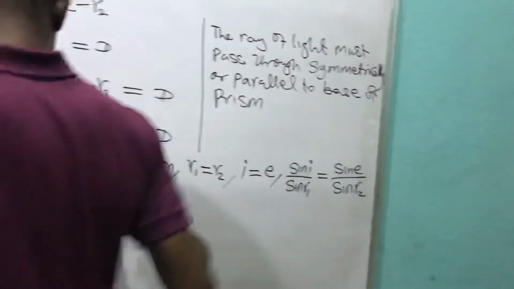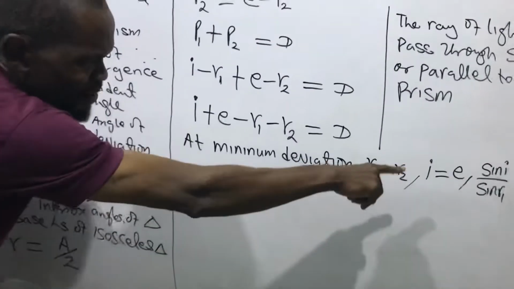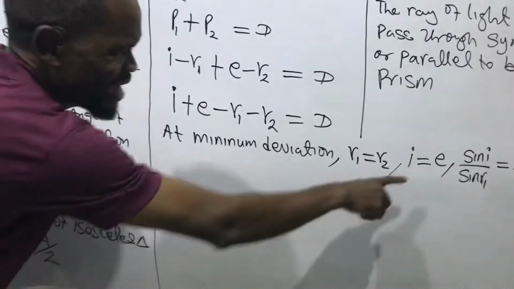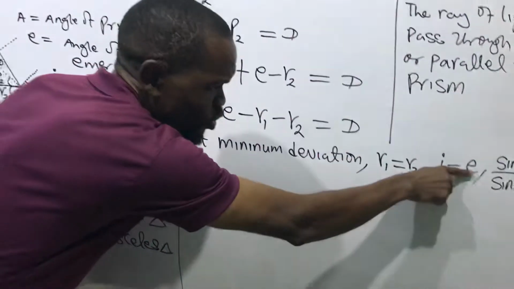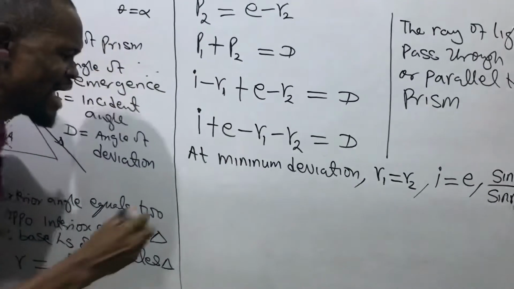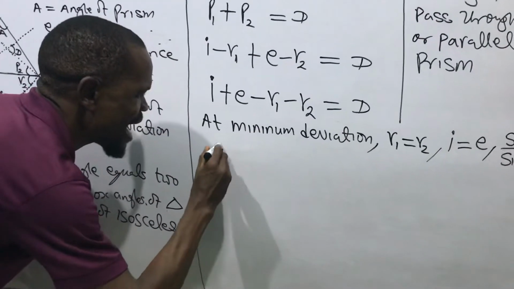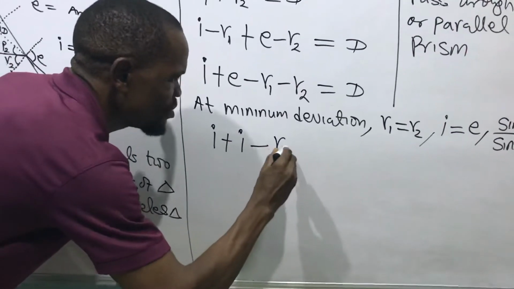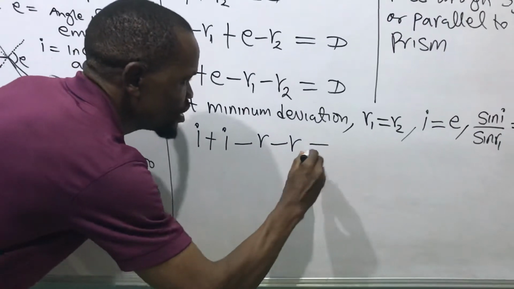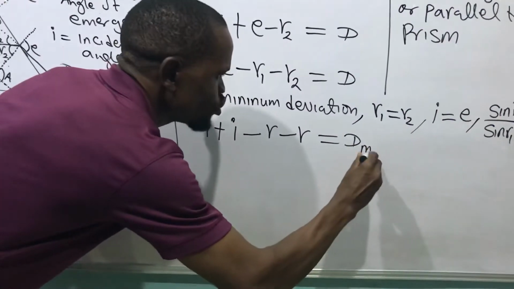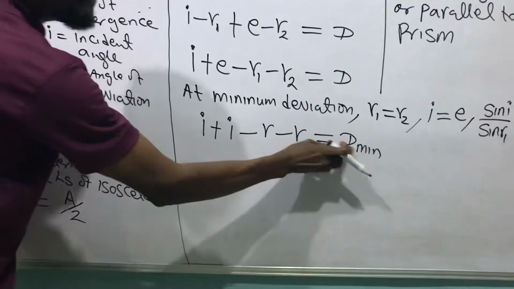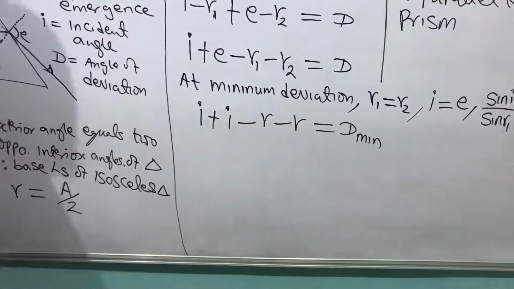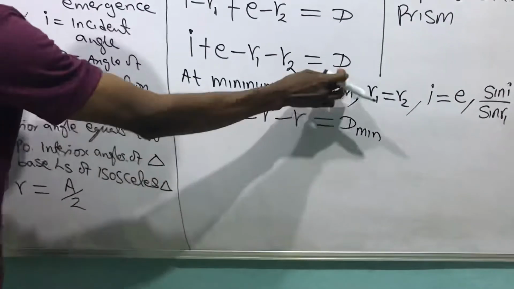Now back to what we are proving. Since these are equal, when minimum deviation occurs, this becomes equal to this, and I can now say that I plus I minus R is equal to D. We now turn to this, and that is what we call minimum D, minimum.